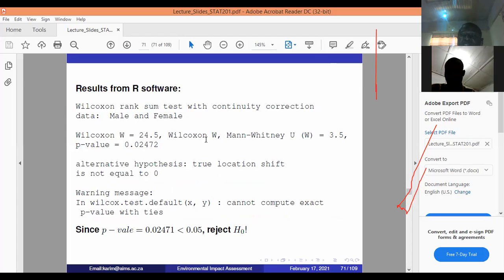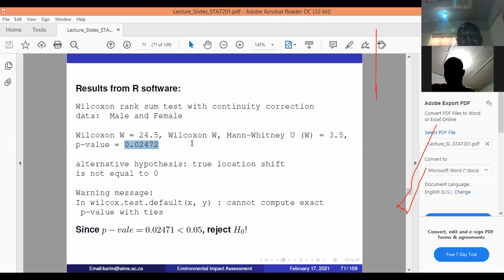So these are the results from the software, and you can see that it has given you a value which is 24.5. That is the sum of the ranks with the smallest, which is 24.5. And you can see that it has given us the other value, 3.5. In short, this is going to give you a p-value to check whether you are going to reject or not.